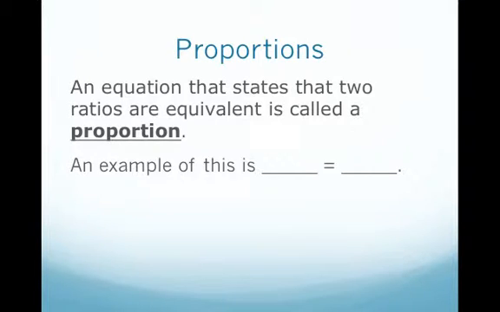Sentence frame 1, proportions. An equation that states that two ratios are equivalent is called a proportion. An example of this is blank equals blank. So in these two blanks, give me an example of a proportion, which are two ratios that are equivalent to each other.